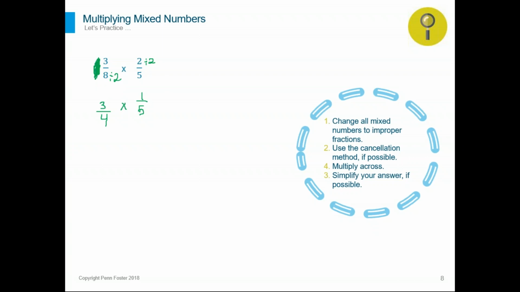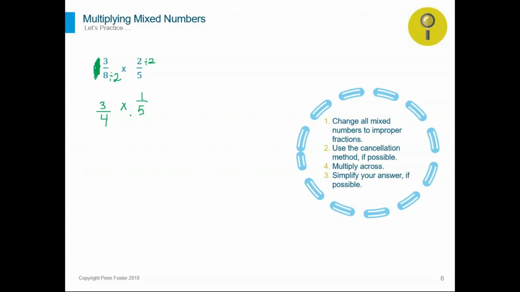Now, can we find any other common factors between a number on the top and a number on the bottom? Let's check. 3 and 4, nothing in common. 1 and 4, nothing. 3 and 5, nothing. And 1 and 5, nothing. I mean, 1 and any number, there is a common factor, which is 1. But 1 is not helpful. We want to find a common factor that's not a 1, like a 2, 3, 5, 10, 100. So for this problem, this is the simplest way.